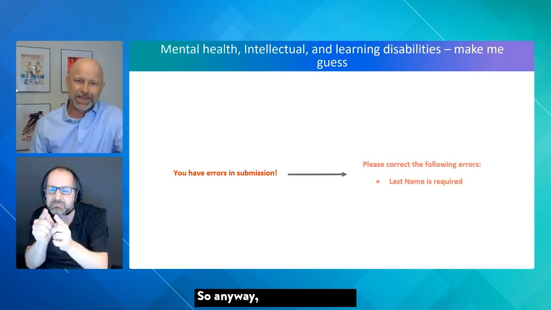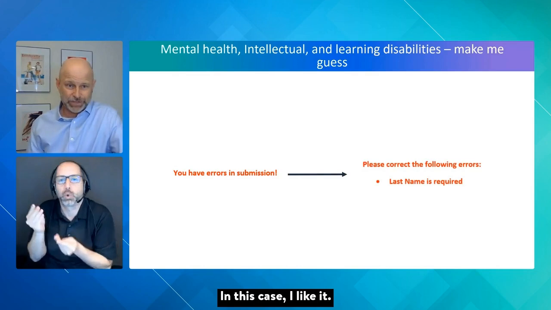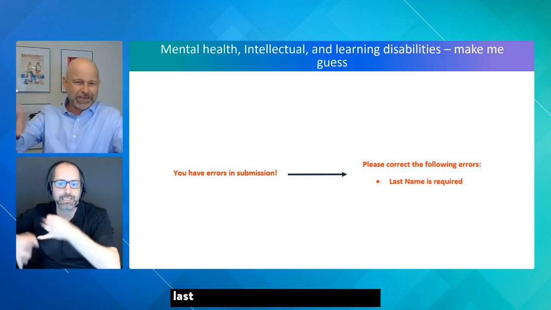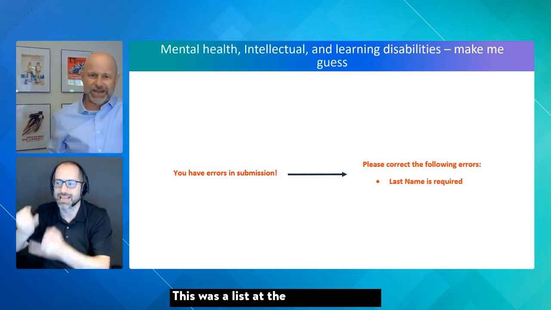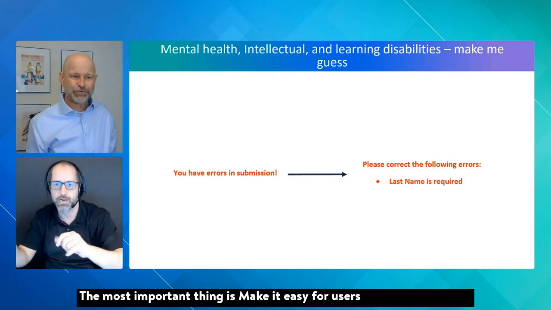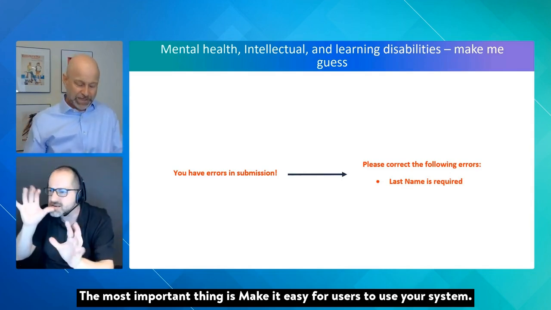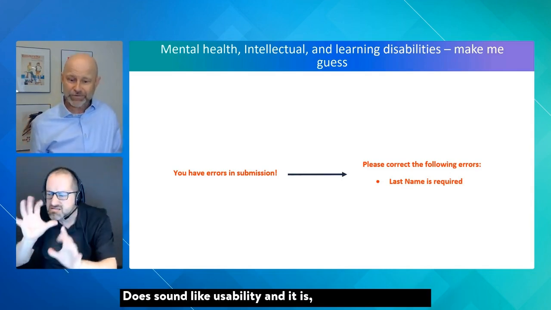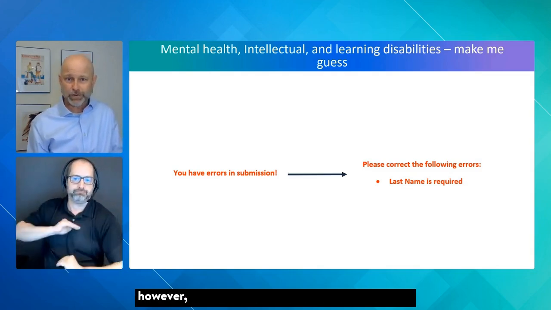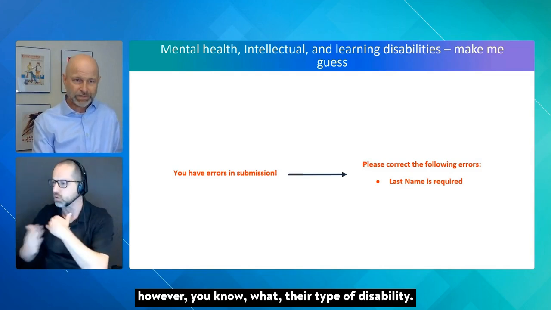So anyway, let people know. In this case, I like it. Please correct the following errors. Last name is required. You can have, underneath the field, "Last name is required." This was a list at the top of the page. The most important thing is make it easy for users to use your system. It does sound like usability, and it is, but for some people it goes beyond usability and it affects them, whatever their type of disability.